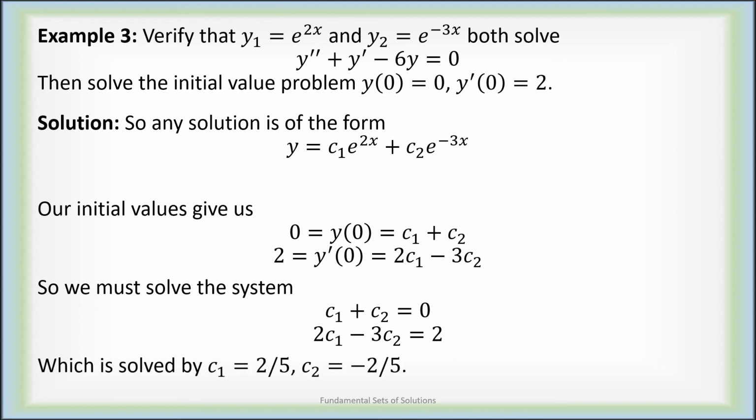We solve it with c1 is 2/5 and c2 is negative 2/5. Techniques for solving such systems should have been covered in previous courses. We're not really going to get into it here. This should be something we're all capable of doing at this point.